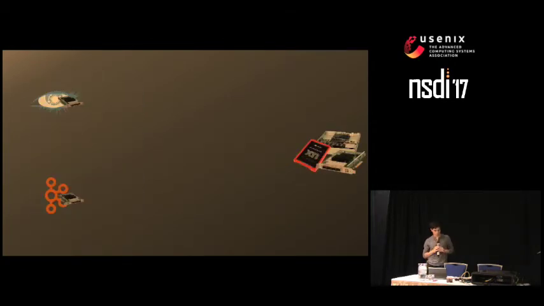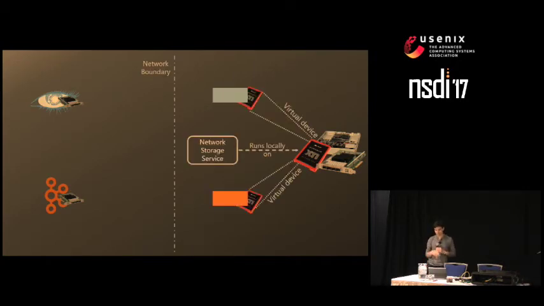Concretely, let me walk you through an example. I have, say, a Cassandra and a Kafka client which happen to be sharing a single device. And this exposes two virtual devices, one of which is hosting, the blue is the Cassandra storage, the orange is the Kafka storage. And this is fronted by a network service. And requests are routed to the front across the network boundary. This redirects them, demultiplexes to the appropriate virtual device.